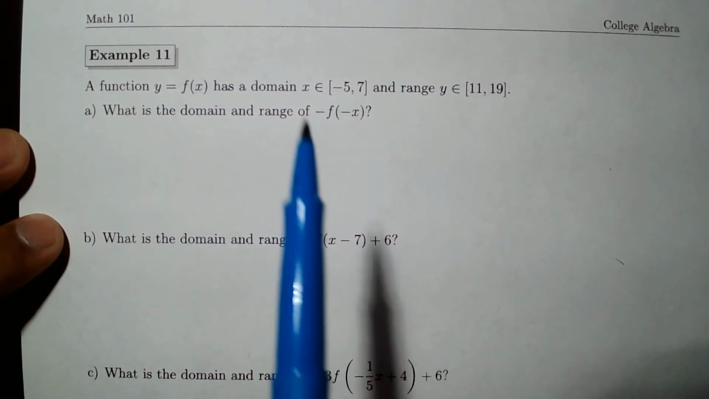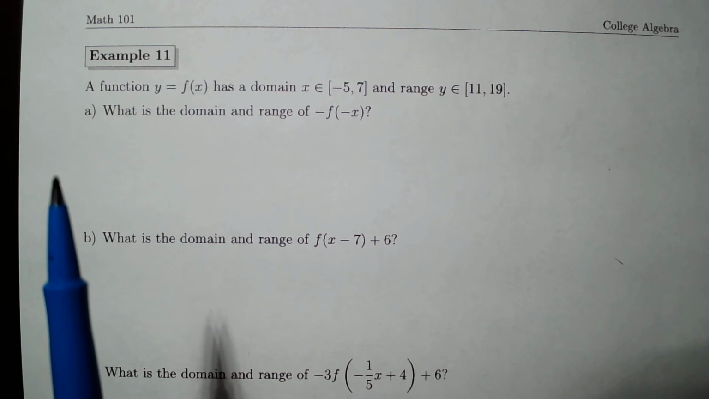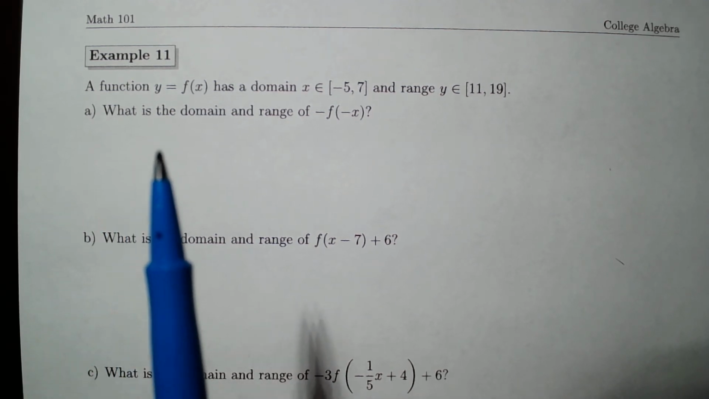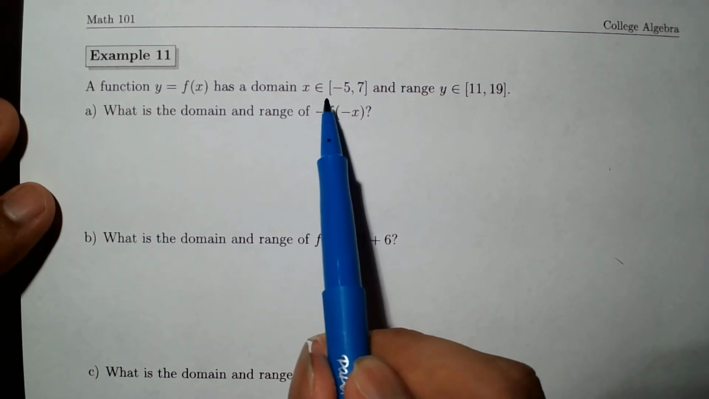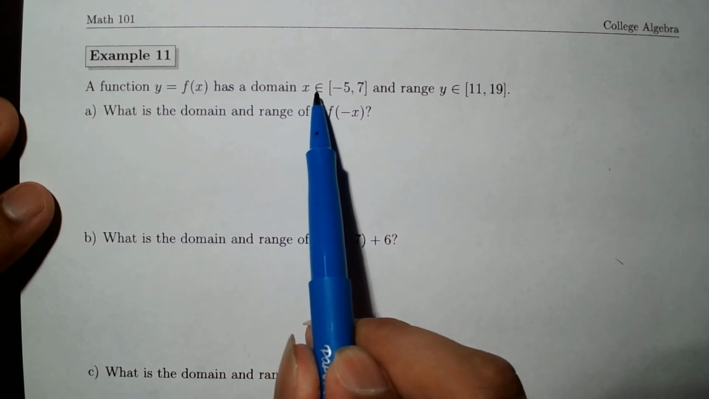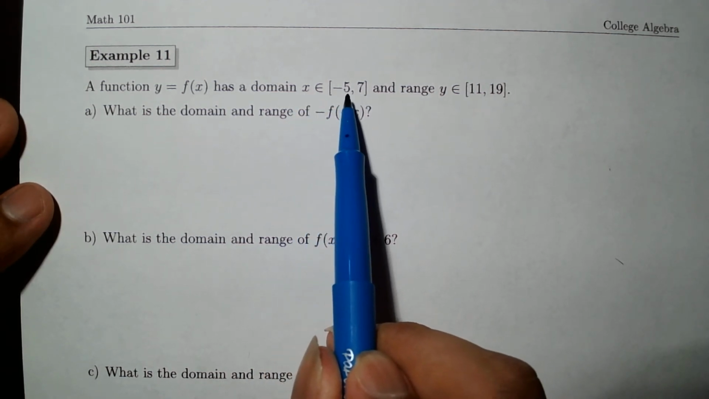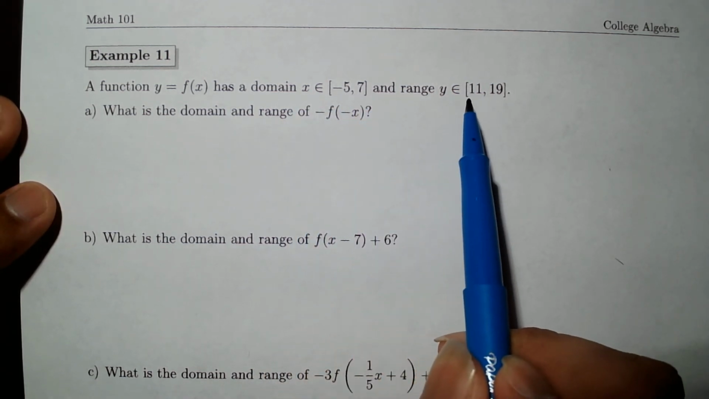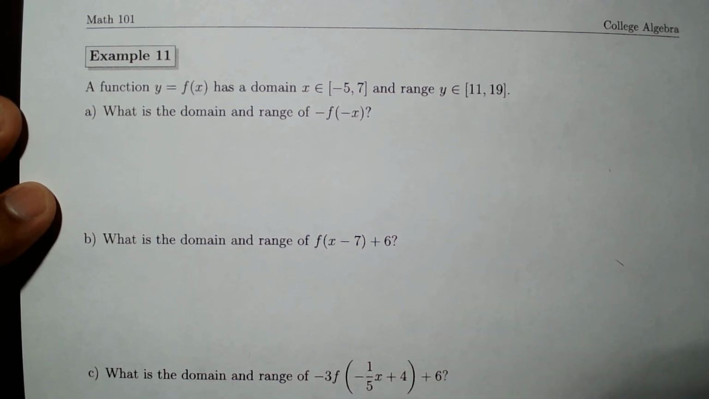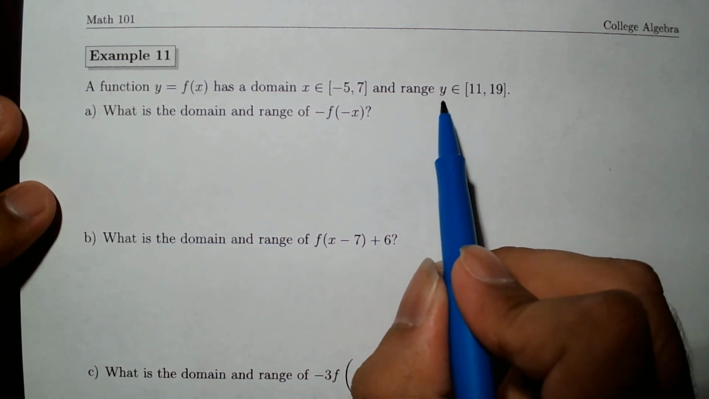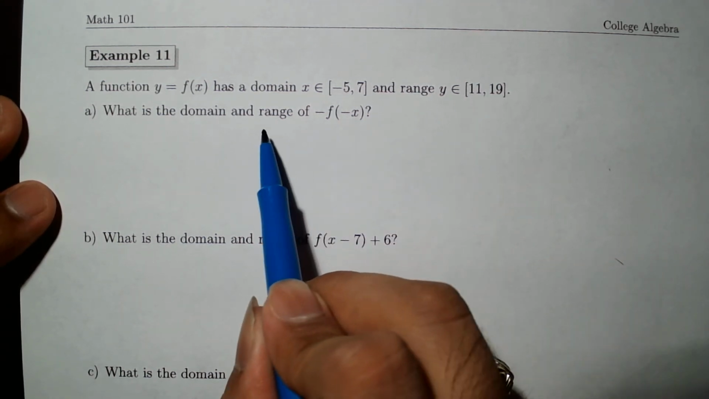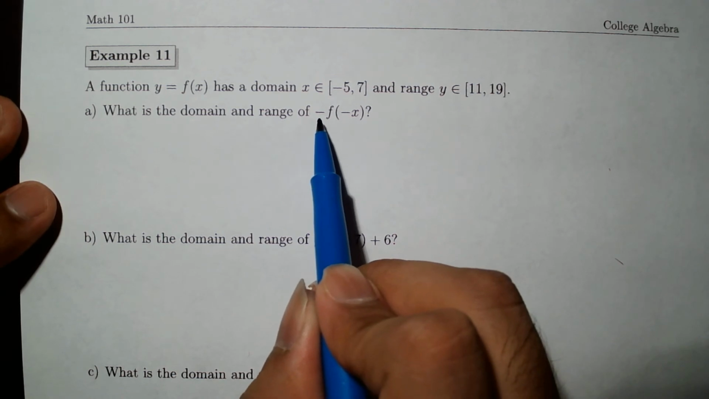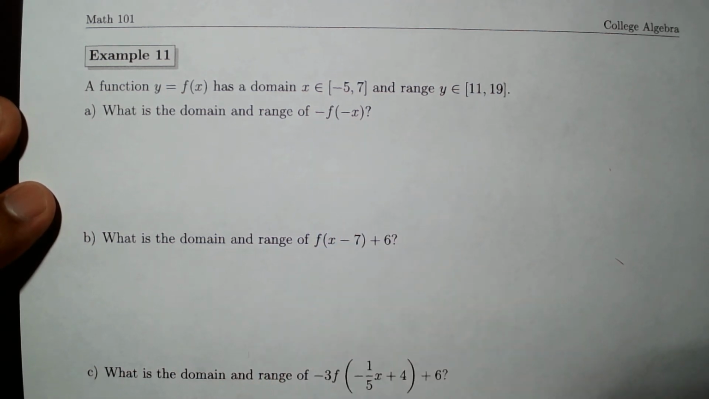So in this case, we have some function, whatever it is. We don't care what the function is. What we care is that the domain goes from -5 to 7, and the range goes from 11 to 19. The question is, what is the domain and range of -f of -x?